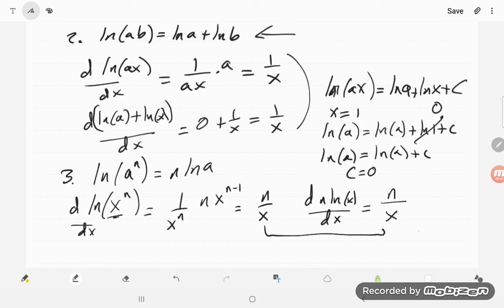And again, what we can do is let x equal 1, and we will determine that that constant, once again, is 0.